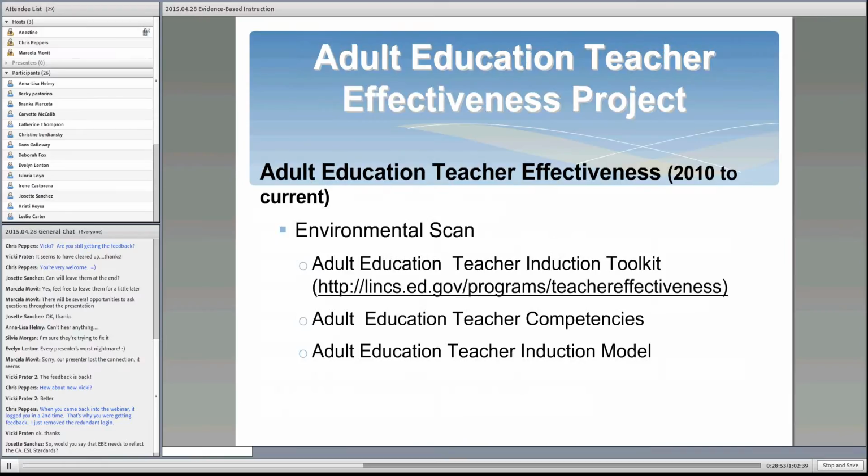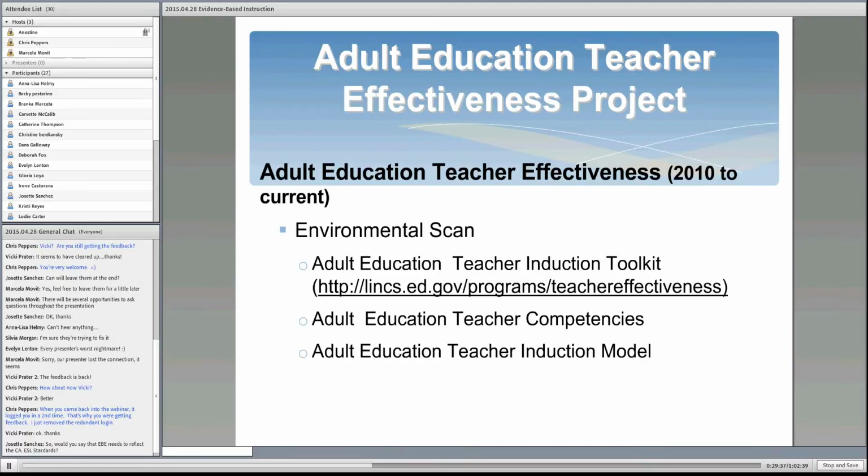So let's look at the Teacher Effectiveness Project, which started in 2002. Under the Adult Education Teacher Effectiveness Project, the environmental scan, which was a really major task on that project, helped to inform much of the other products that were developed on that project. Now, when you look at an environmental scan, it involves very, very rigorous data analysis efforts. It involves a rigorous data collection effort. Sometimes it involves literature reviews.